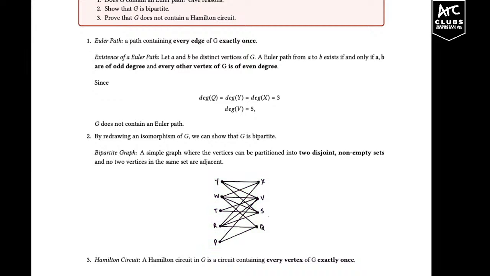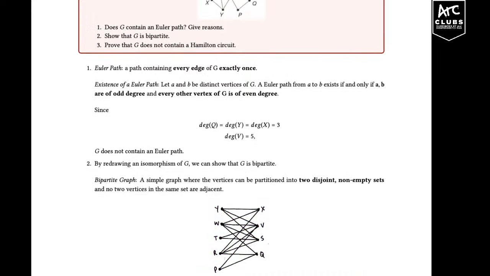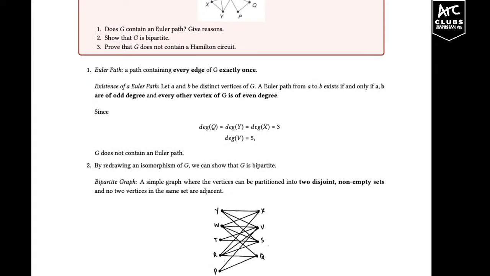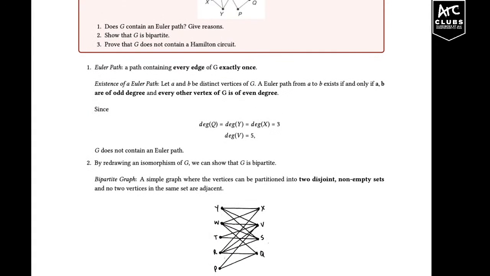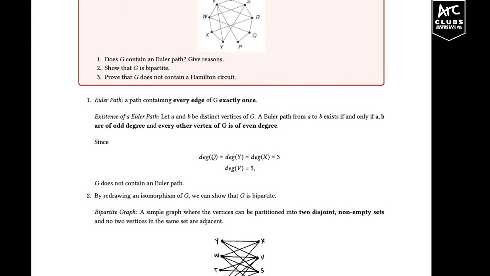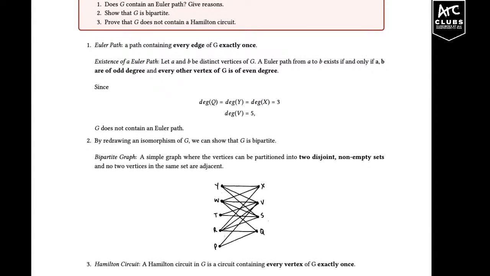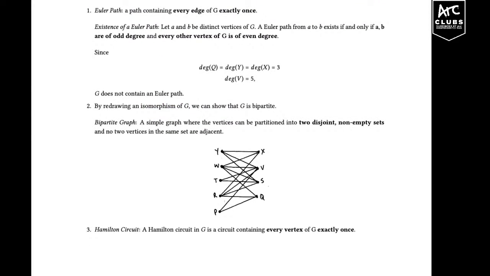Okay, so how we prove this question is pretty simple. What you can do is just redraw the graph, and essentially you move all your vertices around until you can produce a bipartite graph, and that's what we call an isomorphism of your graph. We'll be covering this a little bit more later on, but this is essentially how you answer this question.